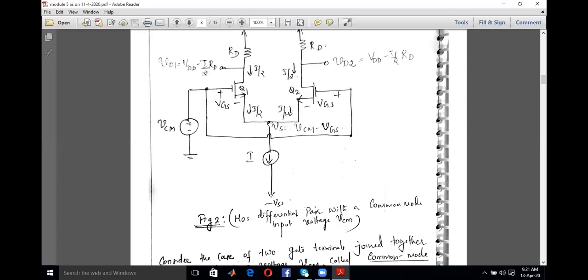Now Vs, I can represent Vs as the voltage at the source node. So these two are the sources, which are shorted together. So this particular node is a source node where the voltage Vs can be represented as VCM minus VGS. Okay, why is it? By applying KVL here. In the circuit you can apply KVL. See, once you know the concept, it is very easy to study. So try to understand. So we are applying KVL to this part.